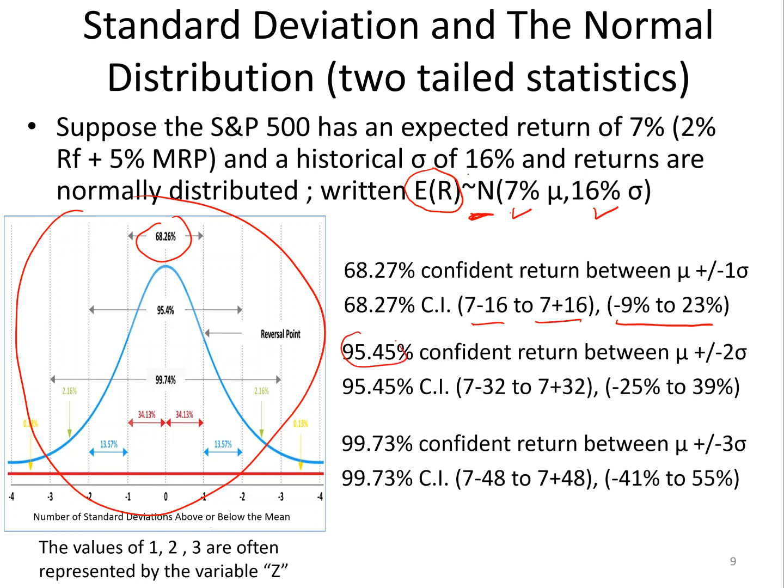I'm 95% confident it's plus or minus 2 standard deviations, in other words, plus or minus 32%. So I'm 95% confident this year that the returns of the S&P 500 will be between negative 25 and plus 39. And I'm 99.74% confident at plus or minus 3 standard deviations, so between negative 41% and 55%.